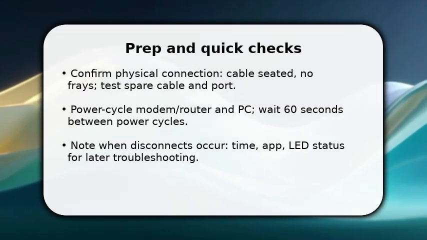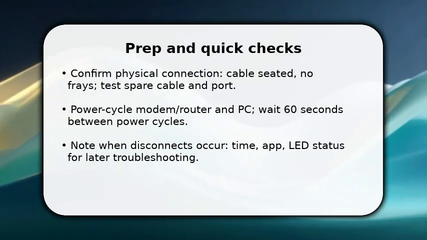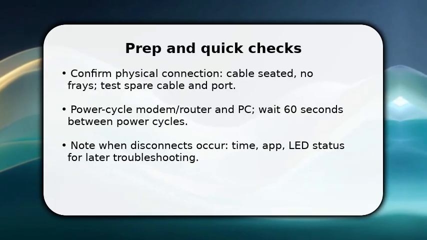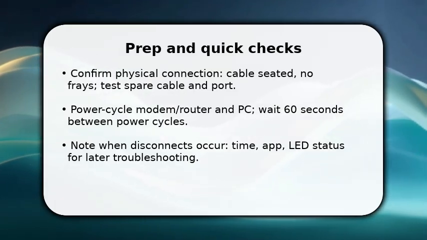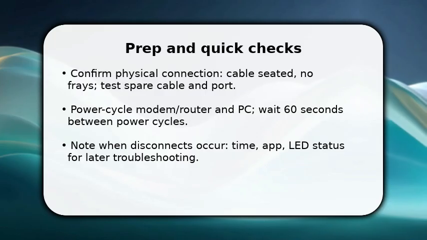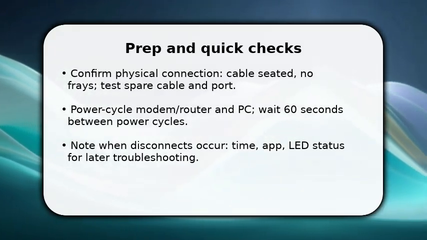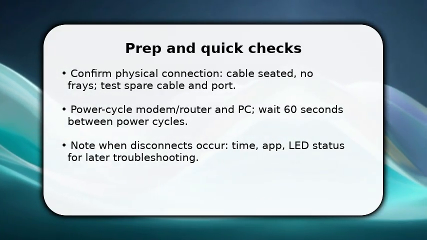Start now by verifying the physical link so you don't chase software ghosts. You'll reseat the cable, try a known good spare, and move to a different LAN port. This isolates hardware. Once done, power cycle your modem, router, and PC with a 1-minute pause between reboots so devices reset DHCP leases and firmware states.